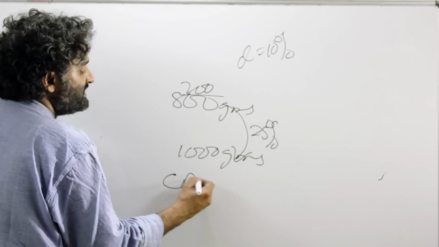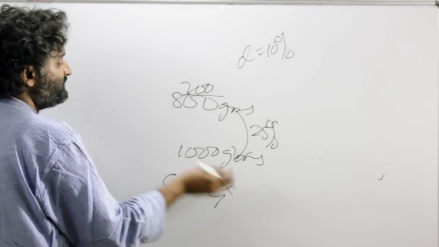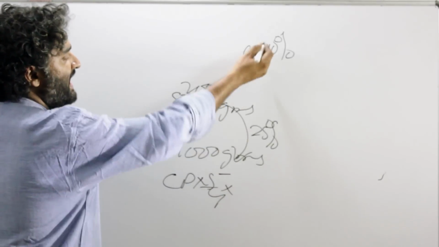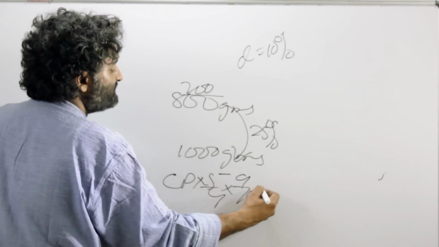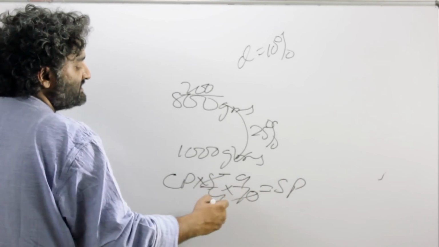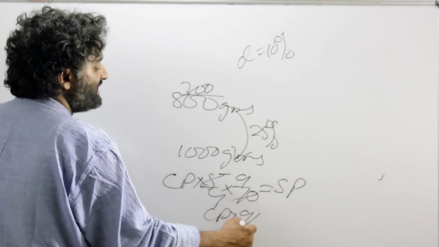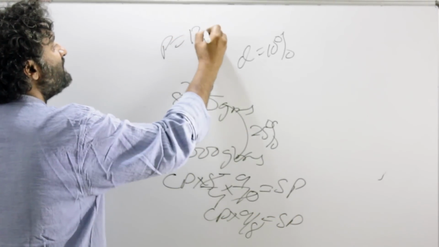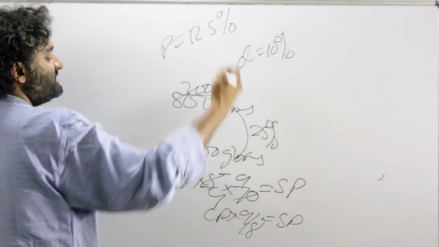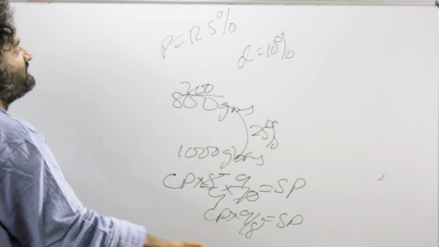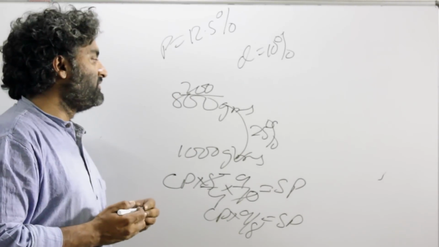So CP into 5 by 4, right, from previous examples, there's a markup of 5 by 4 happening. And there is a discount of 10%, so this becomes a 9 by 10. This is giving me the selling price. This gets cancelled. So I get CP into 9 by 8 is equal to SP, which means a profit of 12.5%. 9 by 8 means an increase of 1 by 8. 1 by 8 is 12.5%. So therefore a profit of 12.5%.